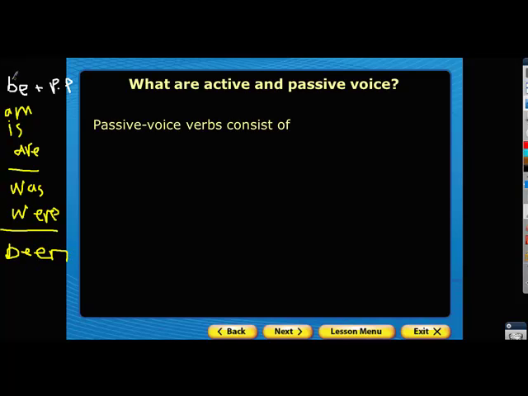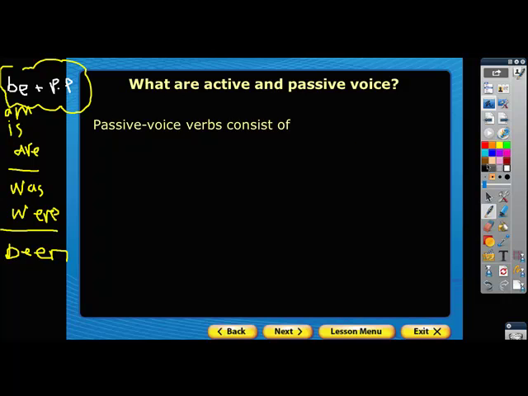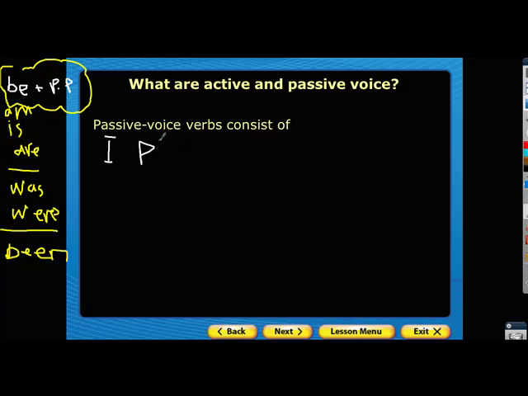Okay? Now I'm going to use this rule with the following sentences. Like what? Let's take an example. I play football. In which voice is it? Yes, it's active. But now let's change it to the passive.